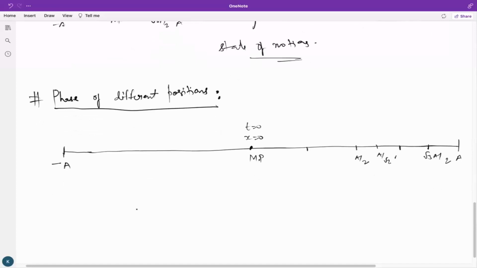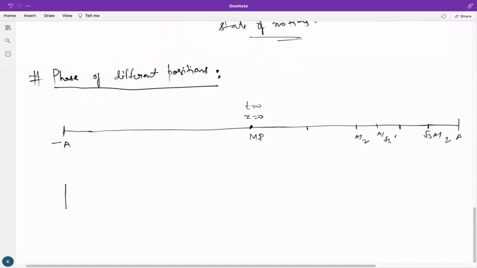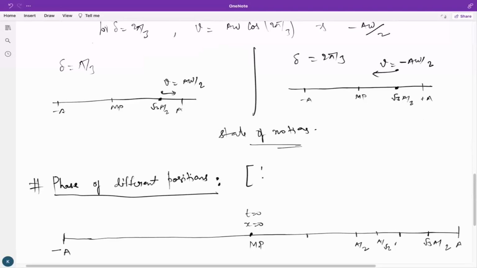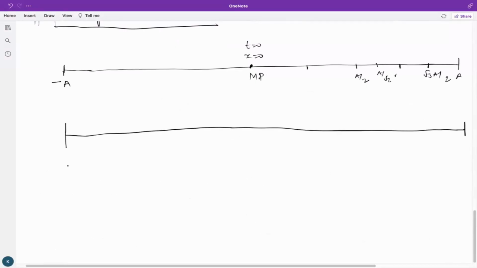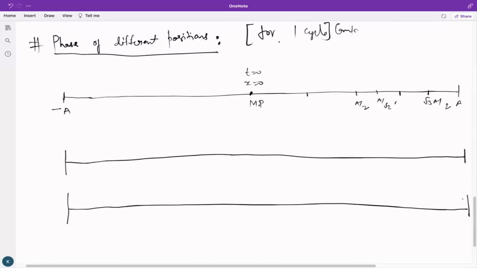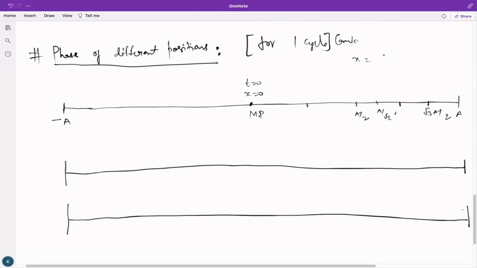Let me draw one more, just for one complete cycle. Now we all know that x is equal to A sin delta, where delta is equal to omega t plus phi. Phi is our initial phase and delta is our phase.